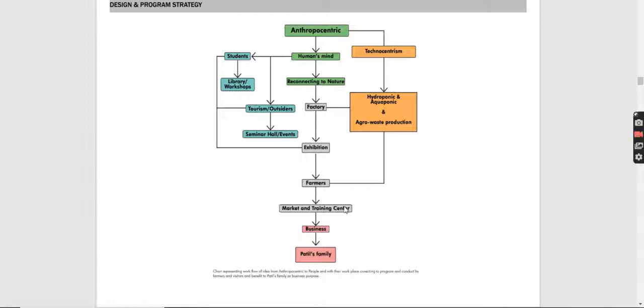What business? Market and training. The market will be controlled by farmers, and the exhibition, or the outsiders, becomes a pay exhibition, everything of which will be owned by the party family. And this vertical farming is technocentric, aquaponic and aqua-waste management product. These all are factories.